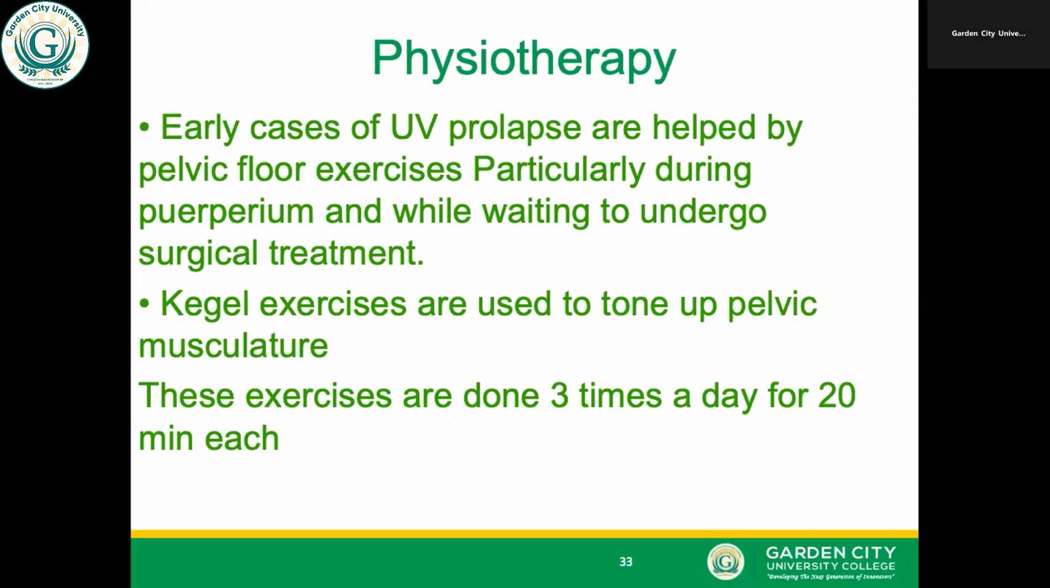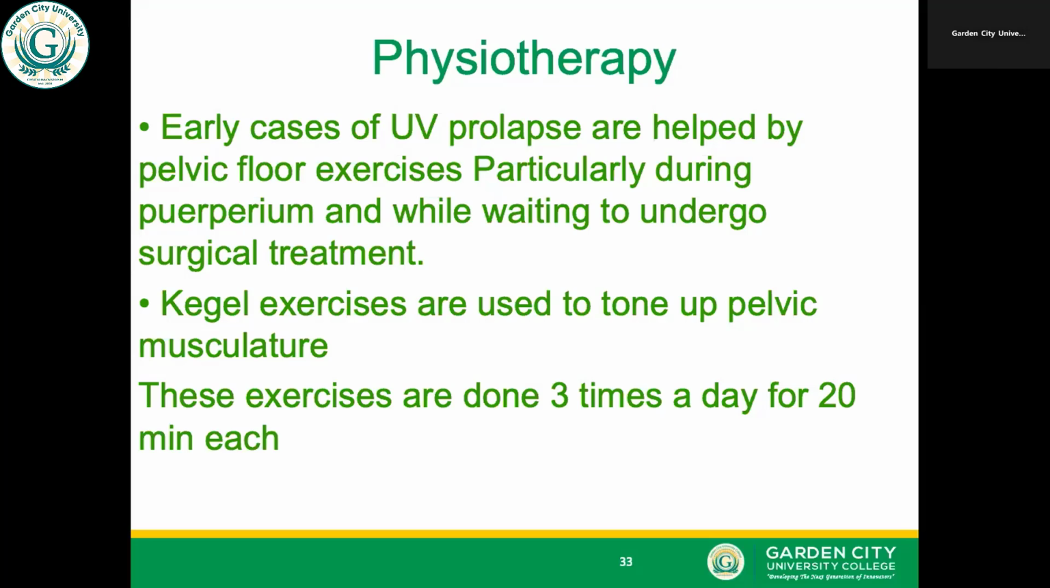Also, we have physiotherapy. So if a uterine prolapse is detected at an early stage, like the first degree, you can help the woman with pelvic floor exercises. That is during puerperium and whilst waiting to undergo surgical treatment if it is not resolved. Also, Kegel exercises are used to tone up the pelvic musculature.